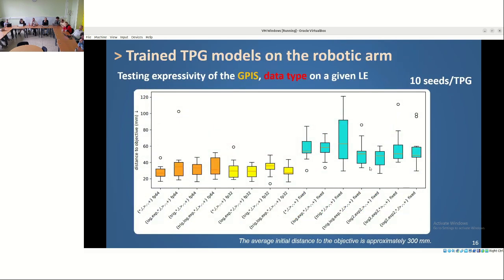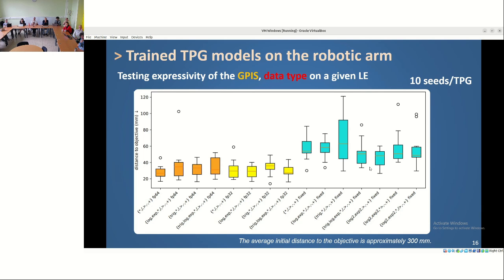Now we test the expressivity of those GPIS, those instruction sets and data types, on the robotic arm learning environment. On the x-axis, we have the different combinations of instruction set and data type that give us the 15 Tangle program graphs. On the y-axis, we have the distance to the objective. The robot started from a fixed position and reached a certain distance to the target objective. Here, the initial distance is approximately 300 millimeters.